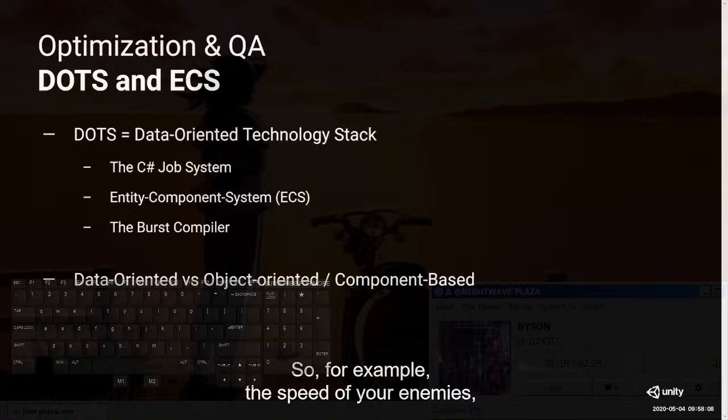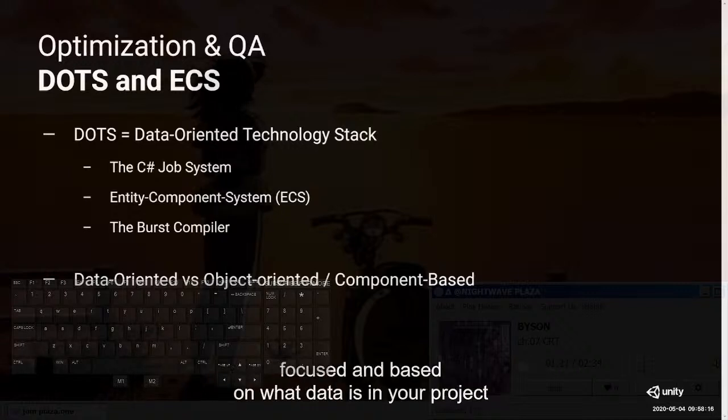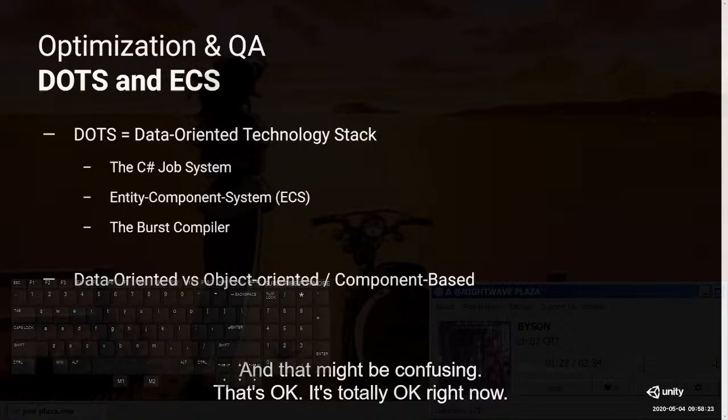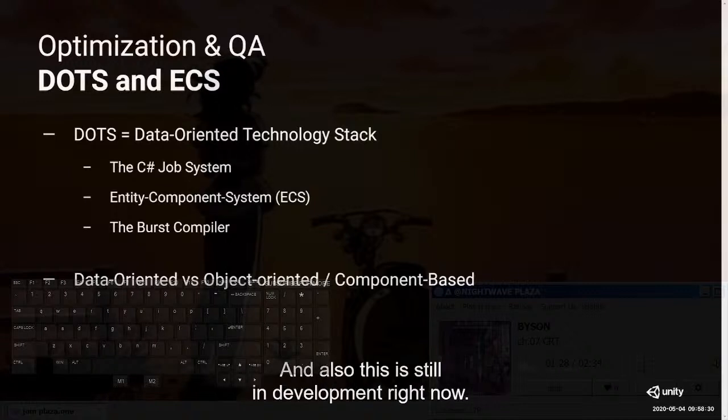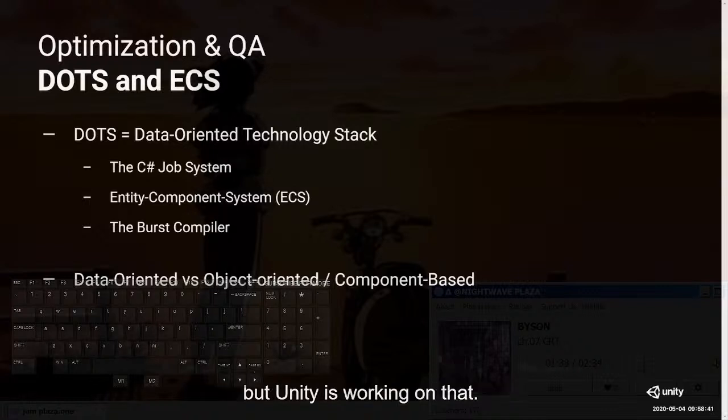So for example, the speed of your enemies, maybe that's going to change a lot. And so you structure your code in a way that is really focused and based on what data is in your project and what data is going to change in your project. And that might be confusing, but that's okay. It's totally okay right now. And also, this is still in development right now. So this is not really ready for you to use in a really easy way yet, but Unity is working on that. Could you go to the next slide, Jacek?